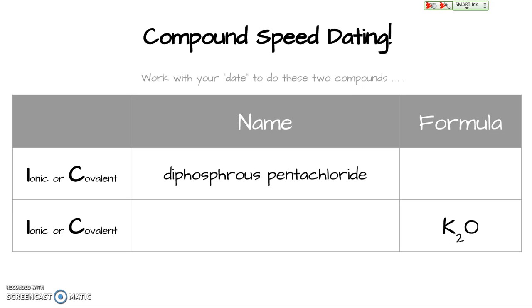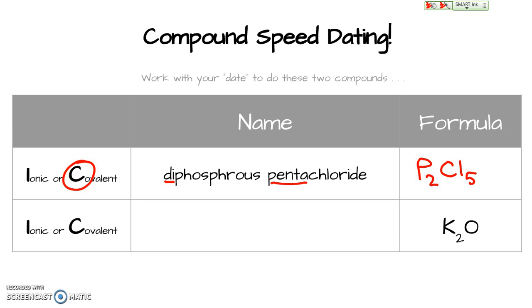All right, we're back from pausing the video. So as we look at this, I see in this one that we have got prefixes. And anytime there's prefixes, we're talking about a covalent compound. Those prefixes are telling me how many of each of those things we have. So phosphorus, it says di, so there's two of them. And chlorine has got a penta, which means 5.